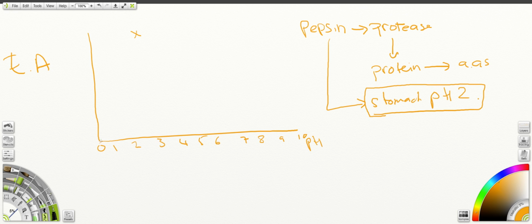Next, what you're going to find is that the activity is the highest at this point, and then it goes lower at this point. The question is why though? And the answer for both this part here and this part here is the same. It's because the enzyme becomes denatured.